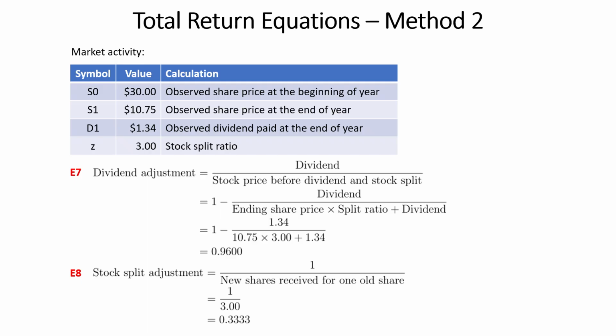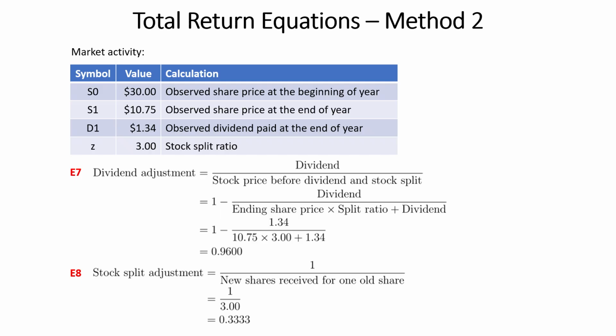So you'll see how method 2 works, but before, let's go through those adjustments that are made to get from actual share price to adjusted share price. In the table above, at the top of the slide, this is the stuff we can observe from the market. S0, S subscript 0, is $30. That's the observed share price at the beginning of the year.